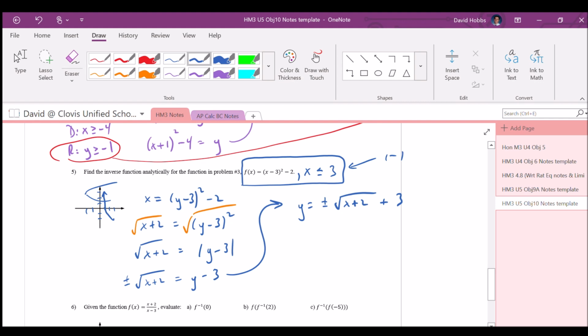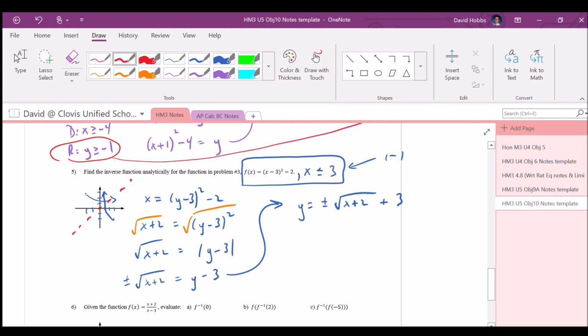Now, if you have a sketch going, you could probably pick out, and it's a very rude and crude sketch here, but you could pick out that I want the lower half. That's the one that I'm going to want, so that it's symmetric about the line y equals x. And you'd say, okay, I want the negative root.